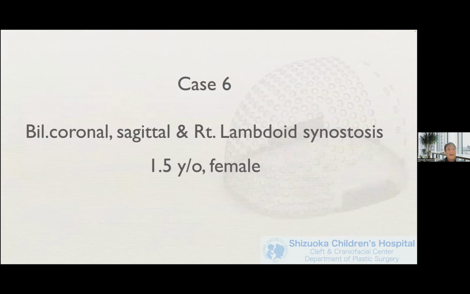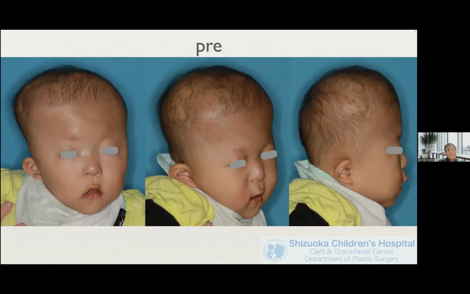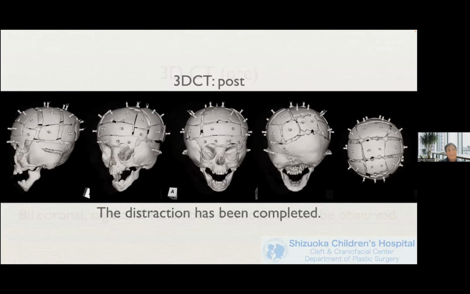Case 6, bicoronal, sagittal, and right rhomboid synostosis, 1.5-year-old female. This child has a severe asymmetrical head deformity. In these 3D images before surgery, the bicoronal, sagittal, and right rhomboid synostosis can be observed. These are the 3D CT after distraction.